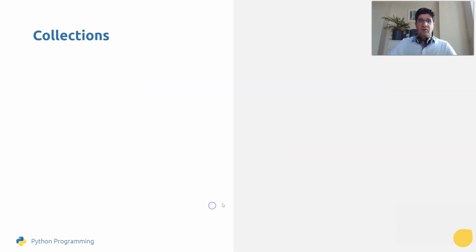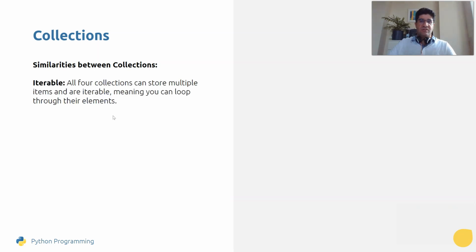Let's see what the similarities are between those 4 collections. The first similarity is that they are iterable. All of those collections are iterable. It means they can store multiple items, and we can use a loop such as a for or while loop to iterate through the items of those collections, and then we can run some sort of operation on them.